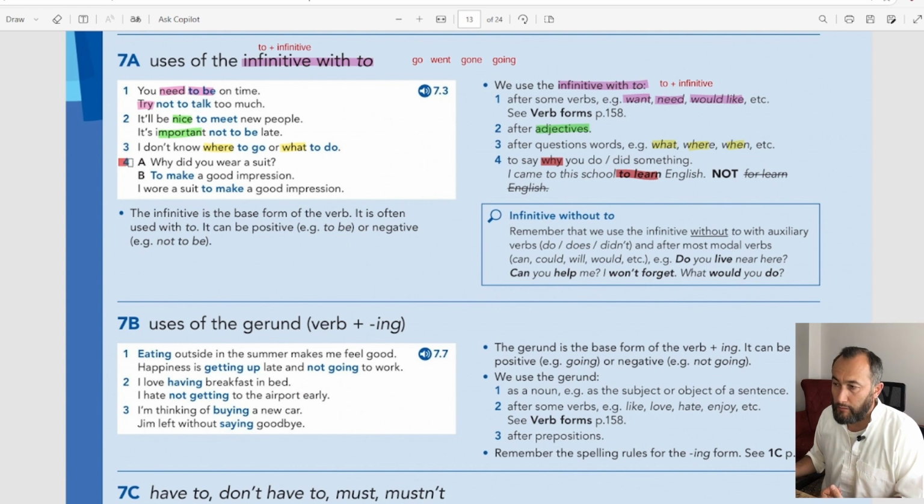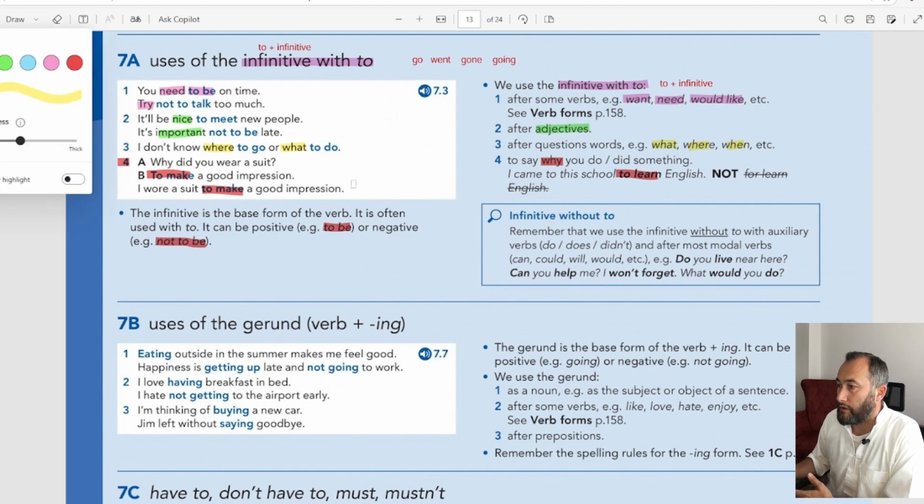More example, here number 4. Why did you wear a suit? Well, I wore a suit to make a good impression. Or I wore a suit, yeah, to make a good impression. Here you go. Okay, guys. So the positive form of to plus infinitive is to be, to go, to eat, to sleep. And the negative form is not to be, right? Not to be, not to go, not to eat. This is the negative form, guys.